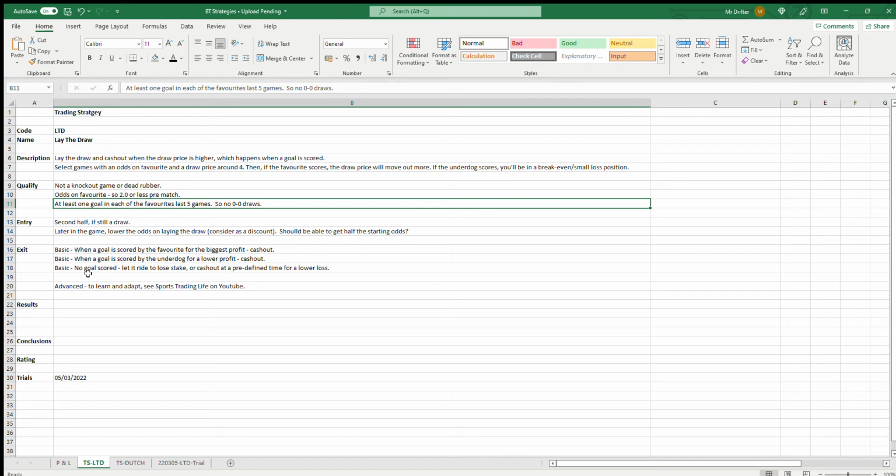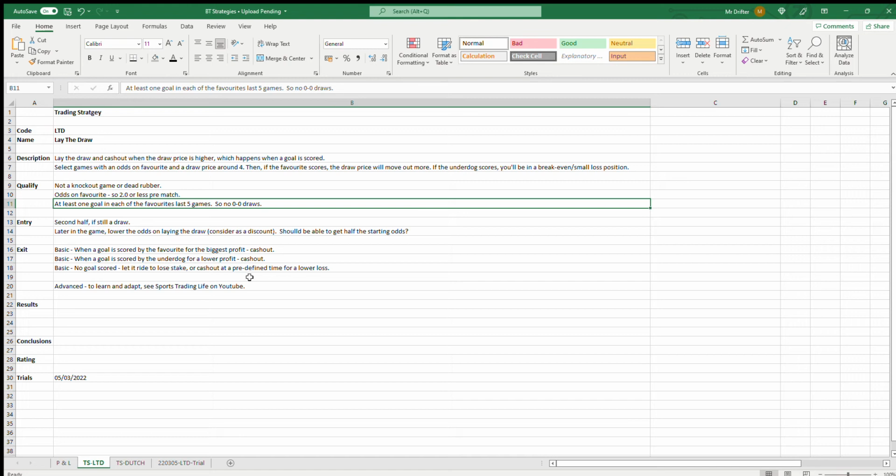And then if no goal is scored and you've let it ride, then you're going to lose. You don't lose your stake, you actually lose your liability. So that's a typo there. Or you can cash out at a predefined time for a lower loss. So some people might say, right, if there's no goal by 60 minutes, I'll cash out, which will be a lower loss than if you leave it until like 70 or 80 minutes. You could use 75 minutes.